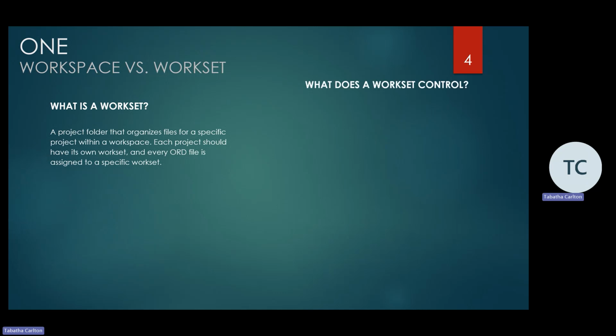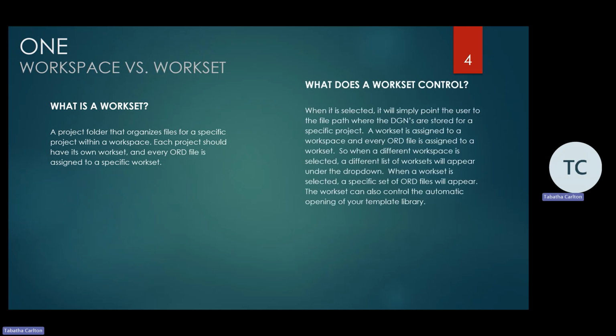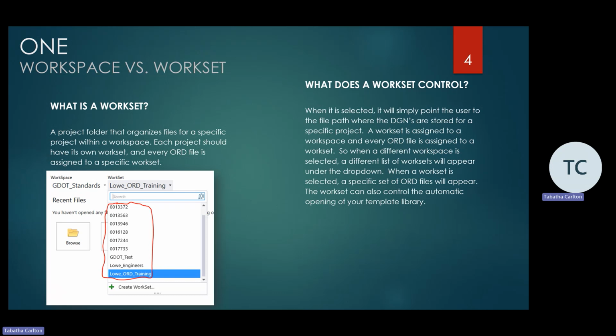What is the work set control? From what I know, and I'm speaking from experience here, there's a lot of other ways to do things. A work set is just a folder that, when you click on it, will direct you to the path where your DGNs are. And I don't know if you all know this, but inside the work set, in the text file, you can go in and edit a work set. There's a text file, and you can include your template library.